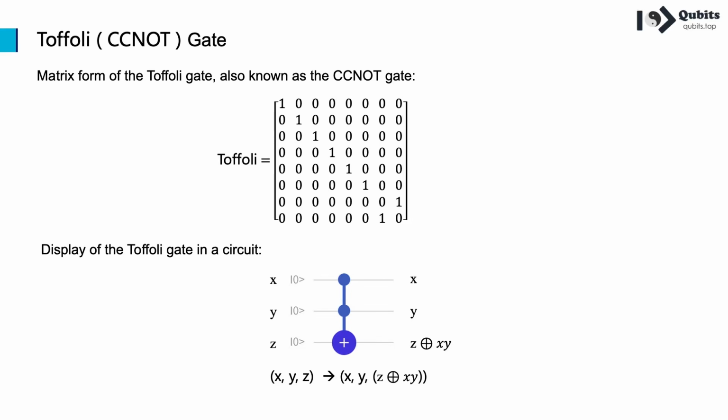Firstly, we present its matrix form. At the same time, the circuit display of the Toffoli gate is shown in the figure. The qubits corresponding to the circuits with solid dots are control qubits, and the qubits corresponding to the circuits with a plus symbol are target qubits. The circuit with two solid dots serves as the control qubit. Later, we will explain in detail its computation process and working principle.